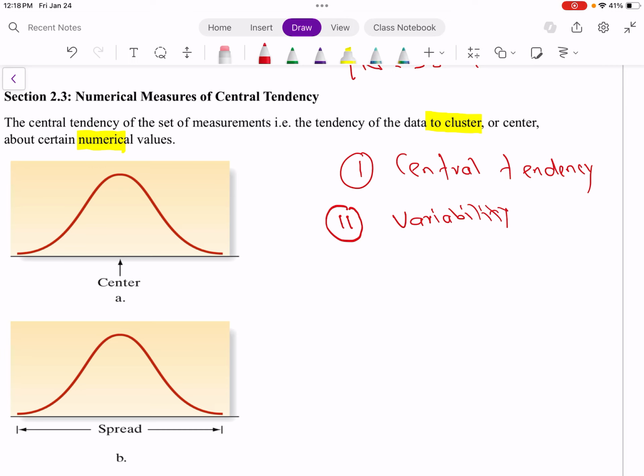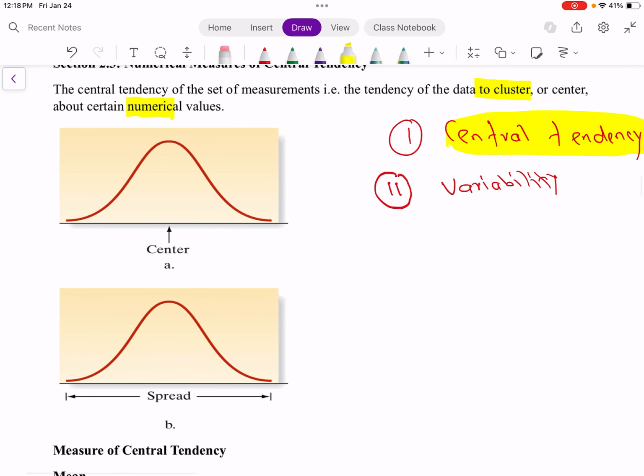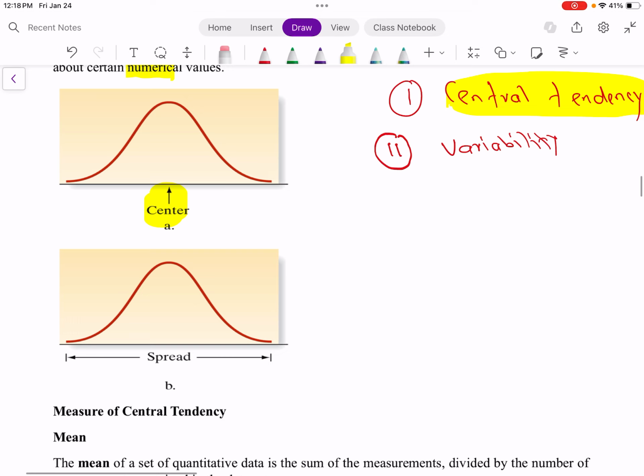And in this section we will focus ourselves on finding the central tendency. We will find a number which is at the center of the data set. So if we are looking at a number at the center, that is the central tendency. Spread means how far our measurements are from each other, that is our variability.